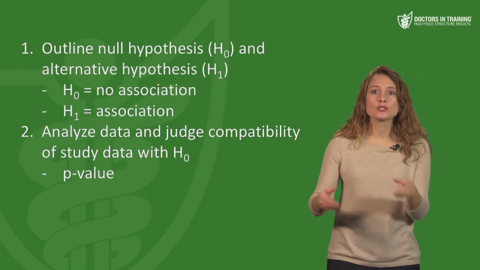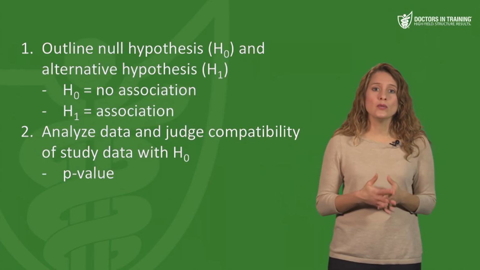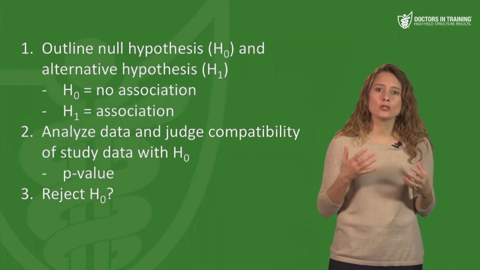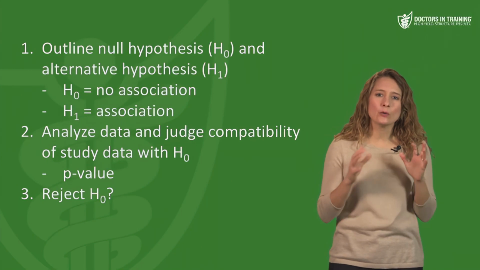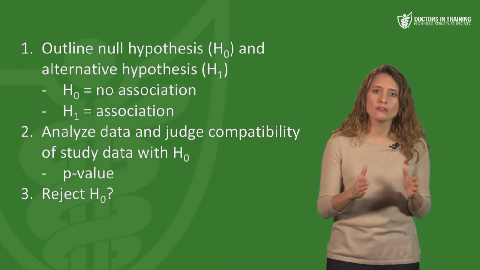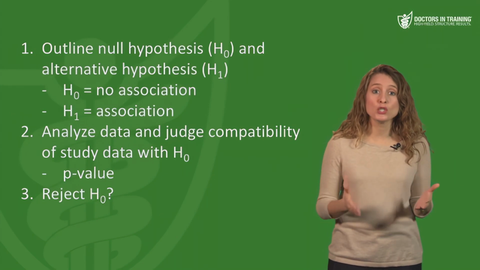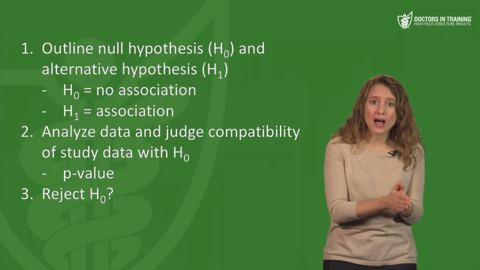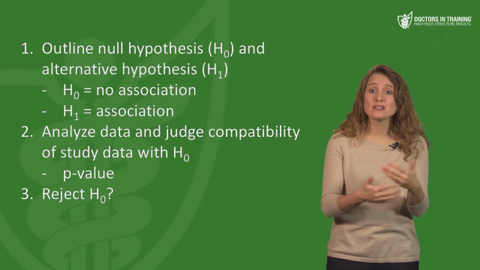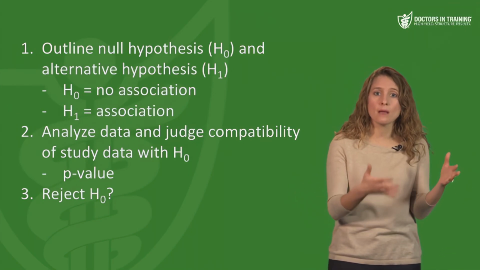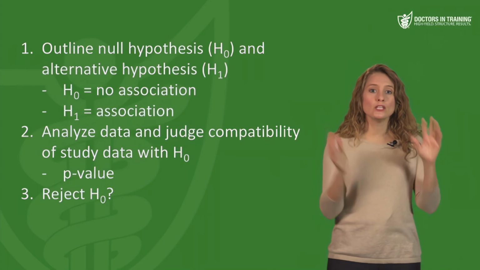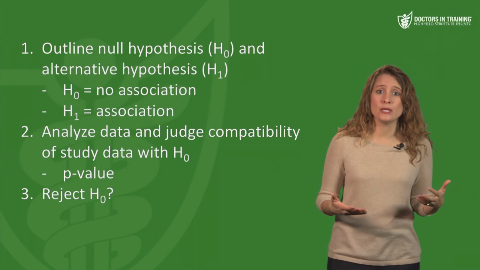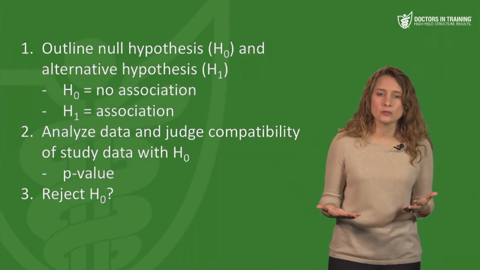This then leads us to the third step of hypothesis testing, which is when the investigator decides whether he can reject the null hypothesis. In most studies, the investigator chooses a value of 0.05 as the p-value cutoff for determining whether or not it's reasonable to reject the null hypothesis. If the p-value is less than 0.05, the investigator will usually conclude that it's not reasonable to assume that the null hypothesis is true. So they formally reject the null hypothesis and accept the alternative hypothesis that indeed there is an association between the exposure and the outcome of interest.